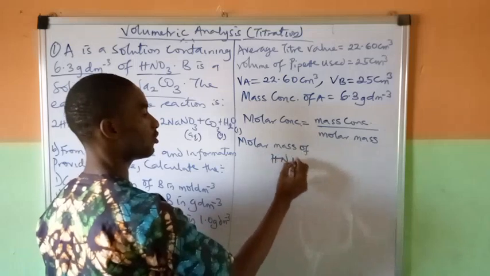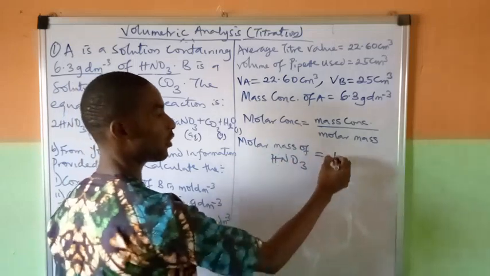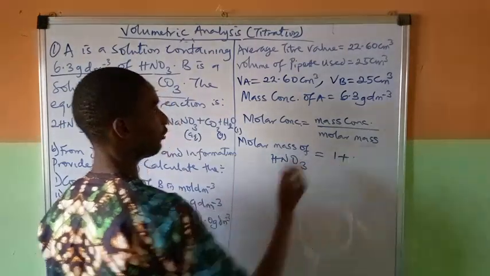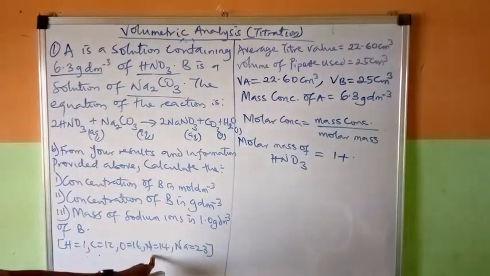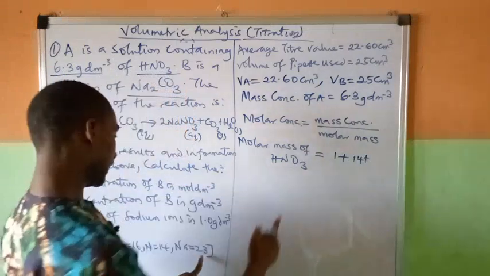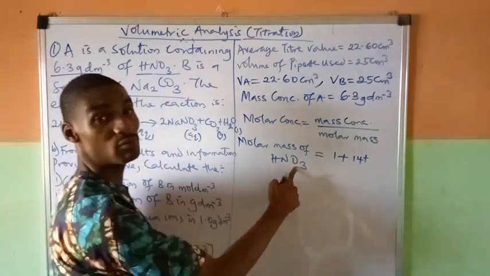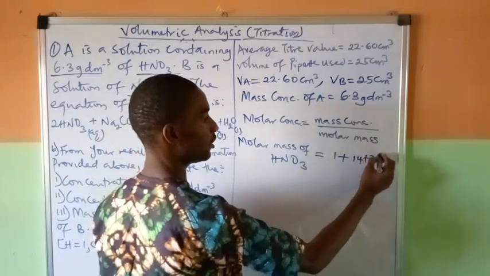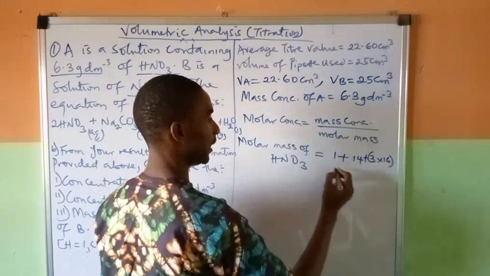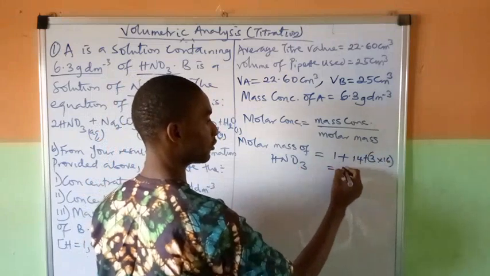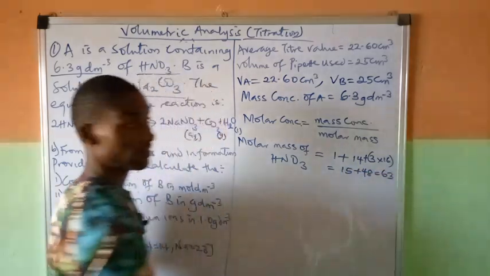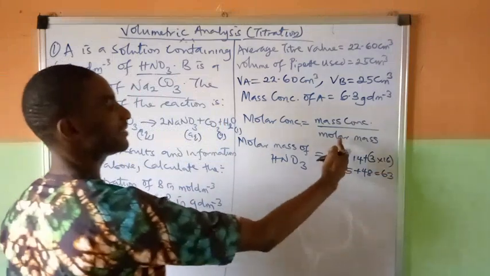How do you calculate it? Hydrogen is 1, plus nitrogen is 14. They have given it to you. Nitrogen is 14, plus oxygen is 16, but you have 3 moles of oxygen here, so it will be 3 times 16. At the end you are going to have 1 plus 14, that's 15, plus 48, and that will be 63 grams per mole. So that 63 is your molar mass.